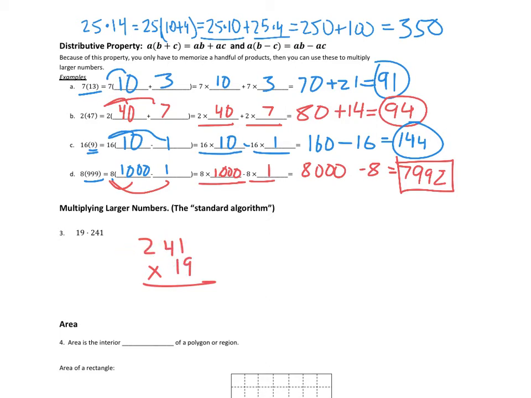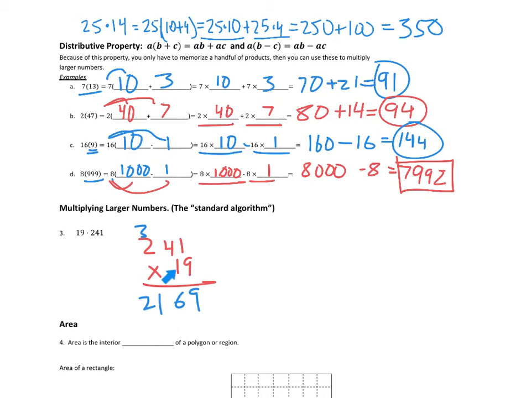9 times 1 is 9. Now, 9 times 4, really it's 9 times 40. And 9 times 4 is 36. So we're going to carry the 3 up here, that 36. We can only put one digit down here, and then carry this one over here. Then we're going to have 9 times 2, which is 18, and we're going to add 3. 9 times 2 is 18 plus 3 is 21.